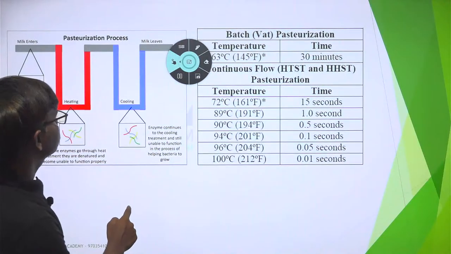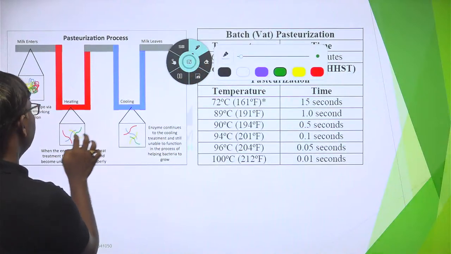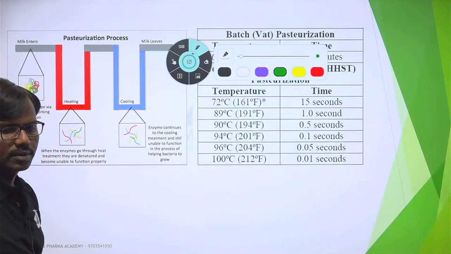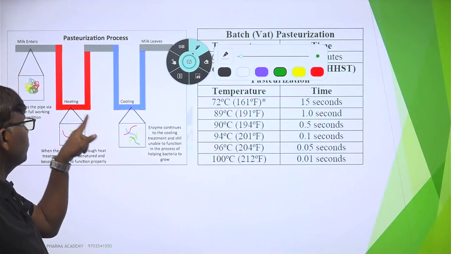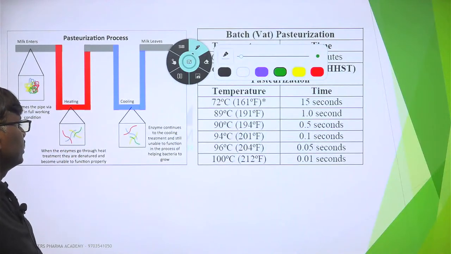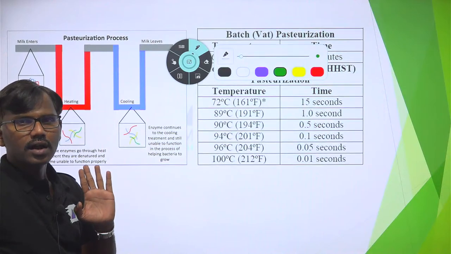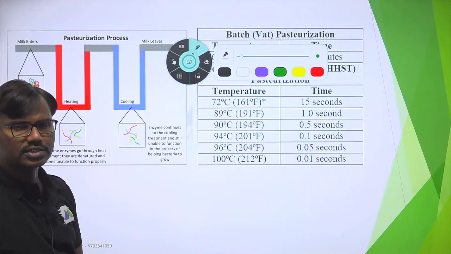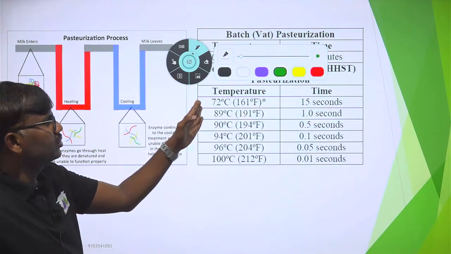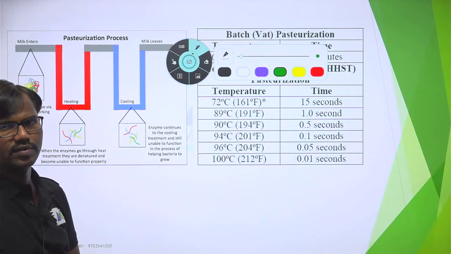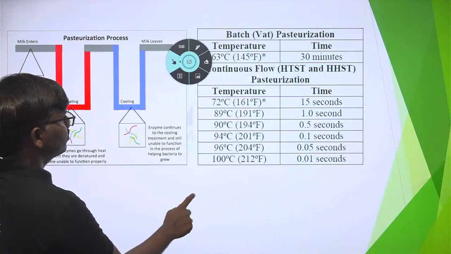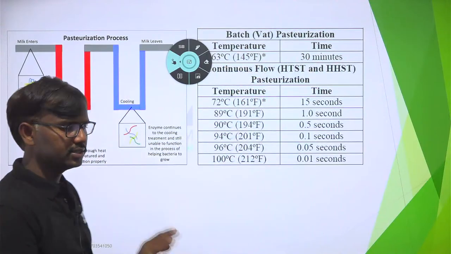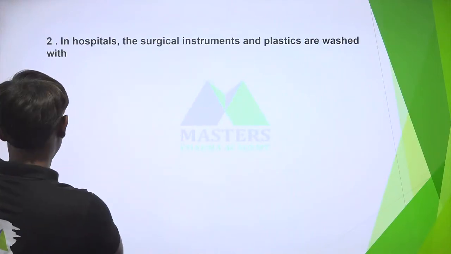This is what I wanted to explain. Whenever the milk enters, it contains different types of bacteria, different microorganisms. When it passes through the heating pipe, the enzymes present in the milk are denatured and become non-functional. Then when it comes to the cooling place, the enzymes still are unable to function, but they are present in the milk. Then it enters the packet or whatever containers we want to use. That's how pasteurization is done, and these are the methods, remember. But the normal standard method is 30 minutes at 63 degrees centigrade, 145 degrees Fahrenheit. Right. Next question.